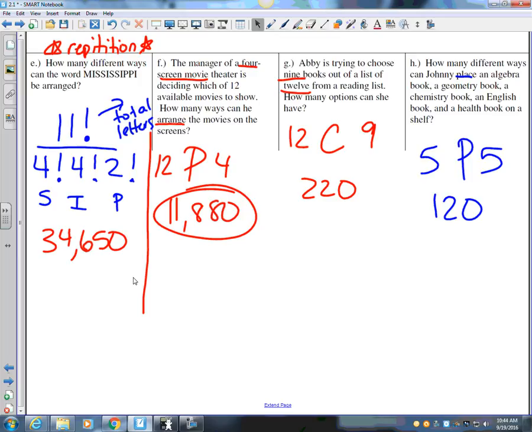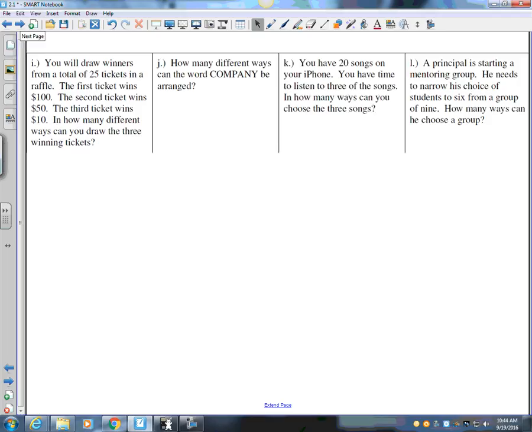Questions? Okay. All right. You will draw winners from a total of 25 tickets in a raffle. The first ticket wins $100. The second ticket wins $50. The third ticket wins $10. How many different ways can you draw the 3 winning tickets? Let me have Cole. A P or a C? A P. Guys, why is this one a P? What does first place get? $100. So would you care if you were third place? What's third place only getting? $10. Okay, so the order matters on this one. You want to be first place. You care what order it's in.